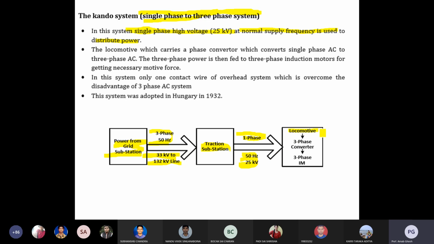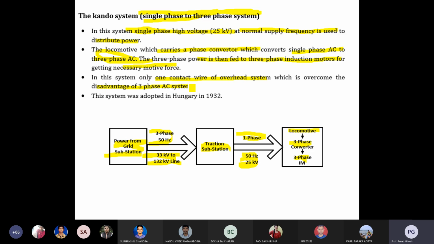Then the locomotive has a three-phase converter and a three-phase induction motor. The locomotive carries a phase converter which converts the single phase AC to three-phase AC. The three-phase power is then fed to the three-phase induction motor to get the necessary motive force. The system has one contact wire, the overhead system, and it is single phase, but you are getting the output from a three-phase system. So the average voltage is definitely higher than in your single phase one.